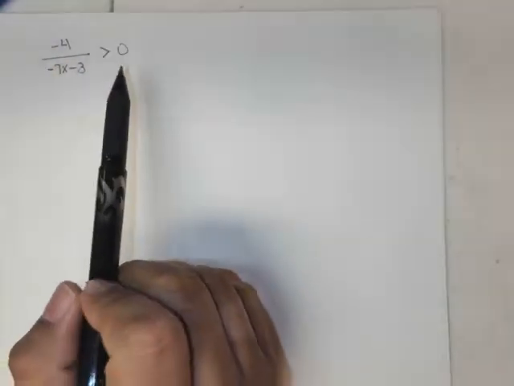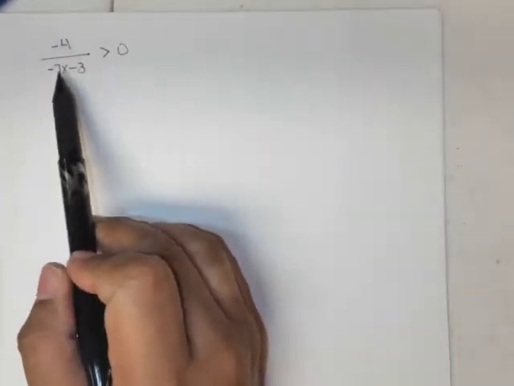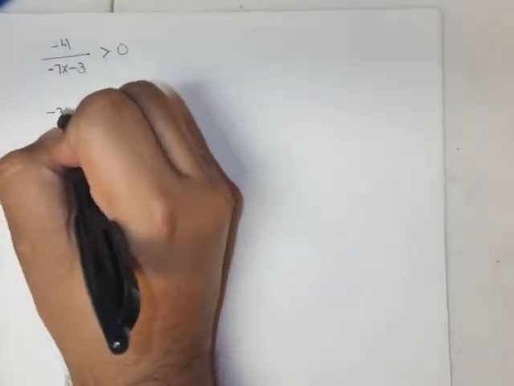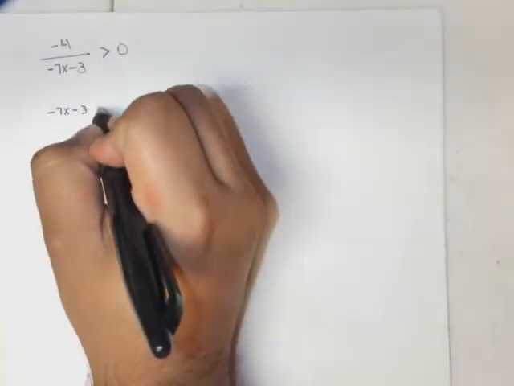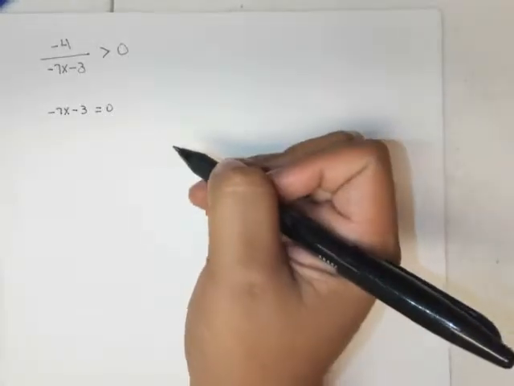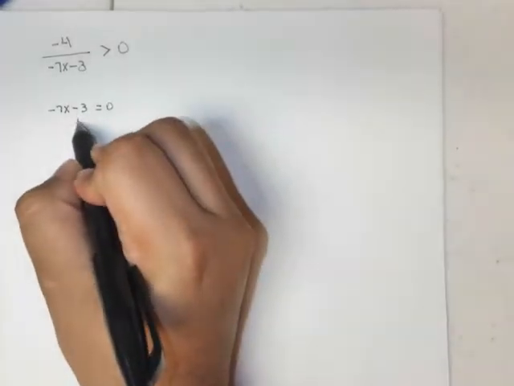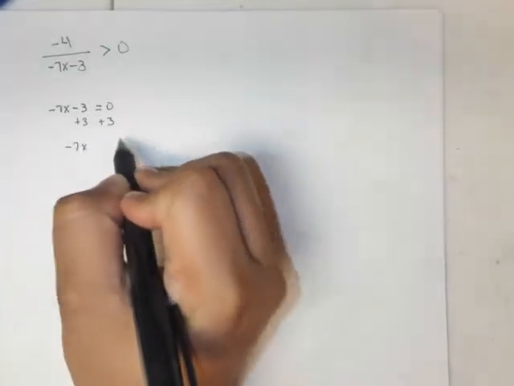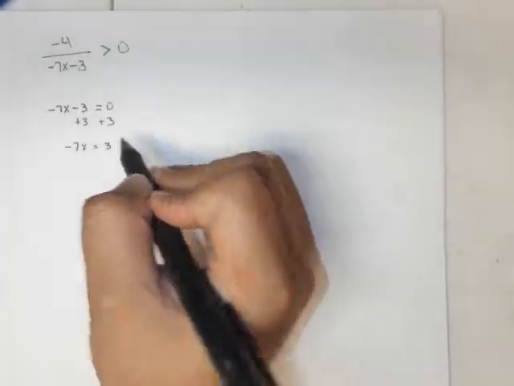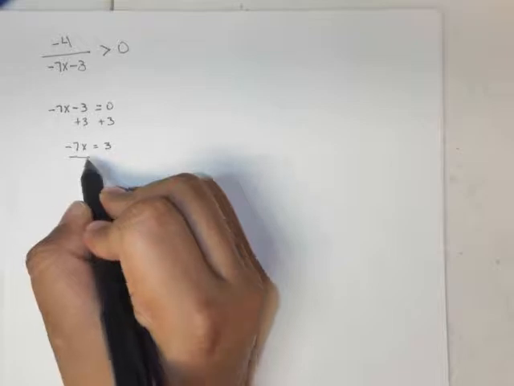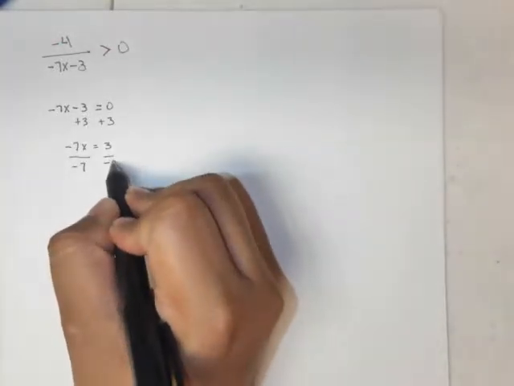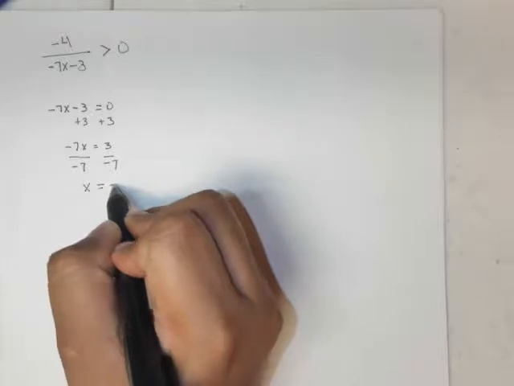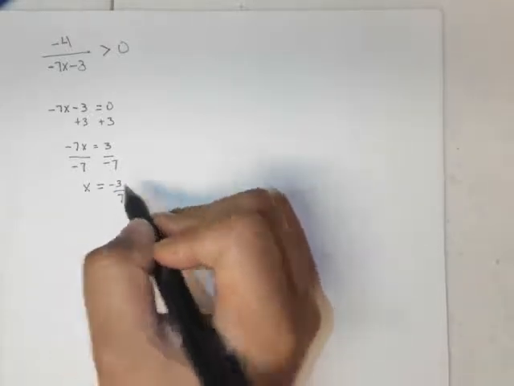The only thing we do have to worry about is where the denominator equals 0. So this is a very simple setup. We say -7x minus 3 equals 0. Okay, so I'm going to add 3 to both sides, and I get -7x equals 3. And then I'm going to divide both sides by -7. So then I end up with something that looks like this: x equals -3/7.